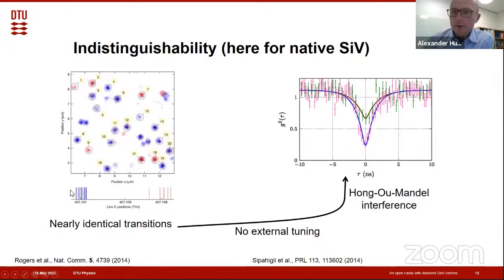The inhomogeneous broadening is of such a finite extent that you can obtain two photon interference, or Hong-Ou-Mandel interference, from two different color centers without external tuning. Essentially, addressing two color centers individually and interfering them on a beam splitter, you observe a very significant Hong-Ou-Mandel dip in the experiment without applying external control fields.